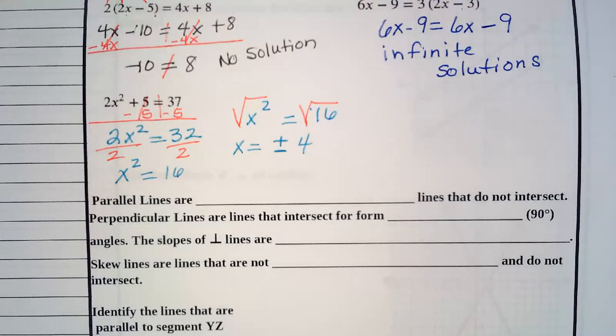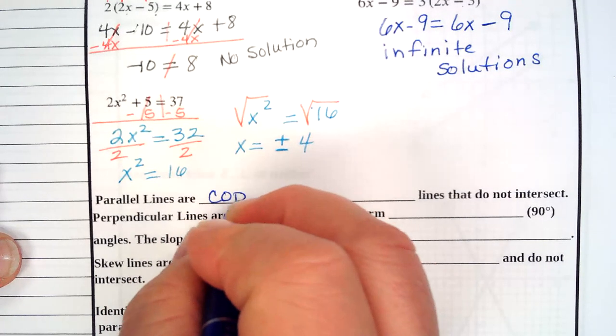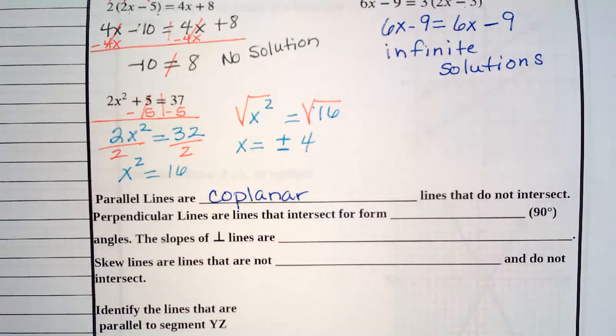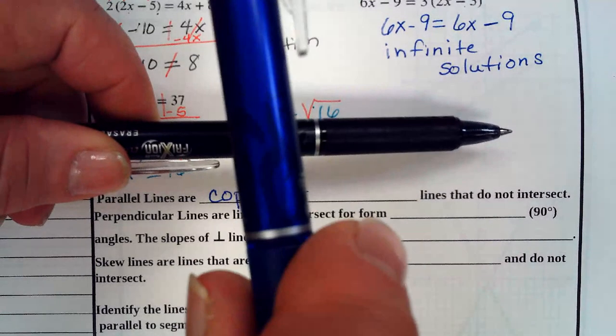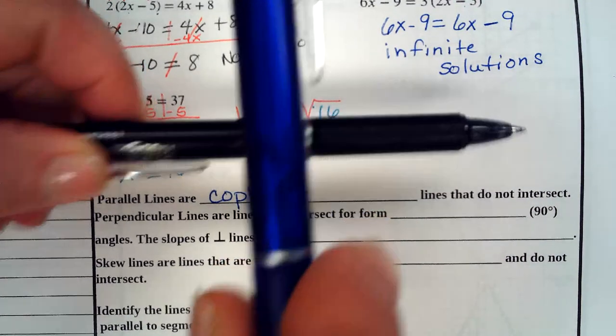Okay, parallel lines are coplanar lines that do not intersect. Think about it. They are coplanar. If you do not state that they are coplanar, you could have this kind of situation where one's above the other. They don't intersect, but neither are they parallel.